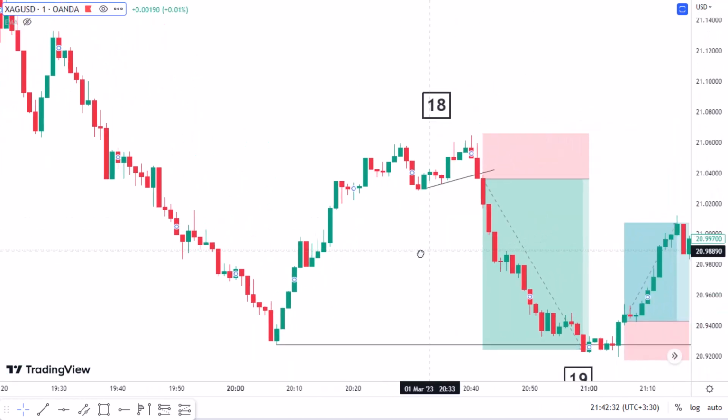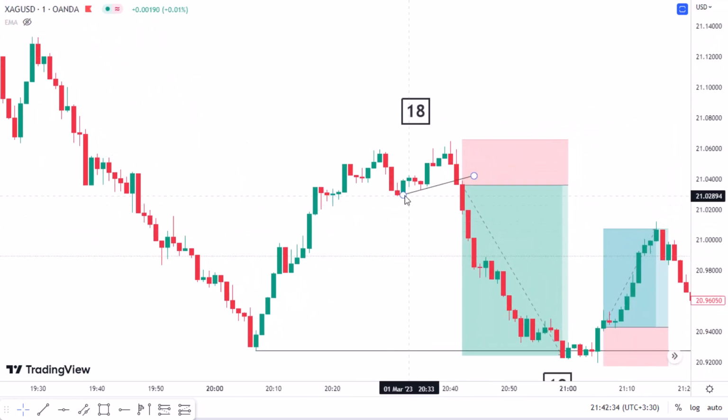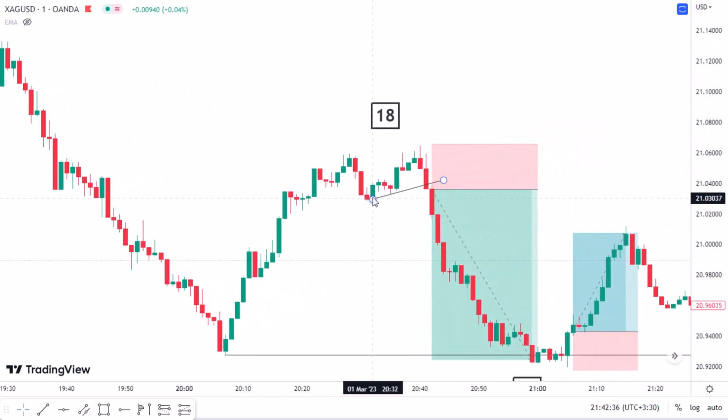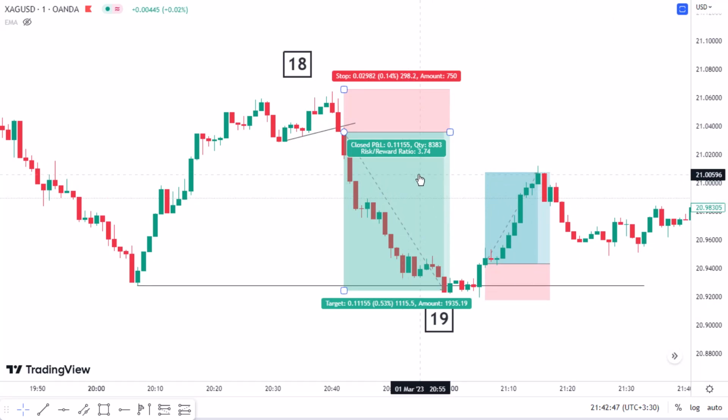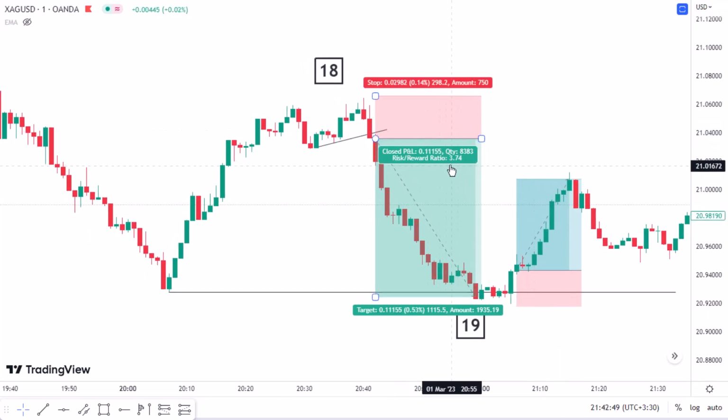On the trade 18, actually we have a trend line here with 2 touches. On the third time it breaks it here, we enter the sell position, put our stop loss above the candle, or even safer here, and look for RR2, risk to reward 2, which gives us a reward of 3.7.